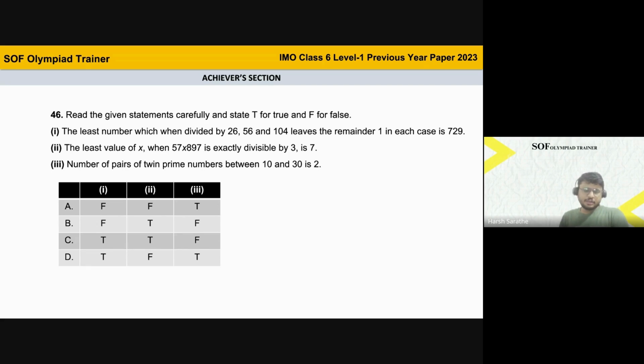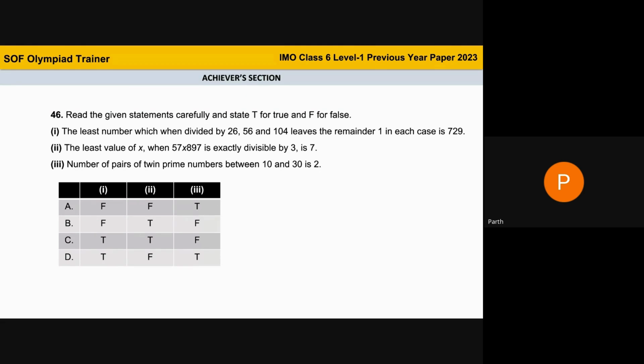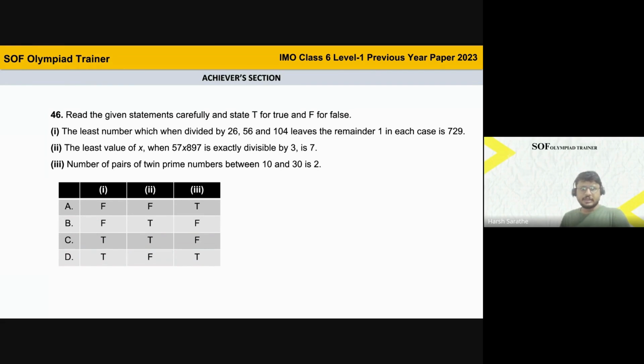Okay. Can you people tell me what will be the LCM of 26, 56 and 104? Sir, it is 728. Yes, you need to add one to it.